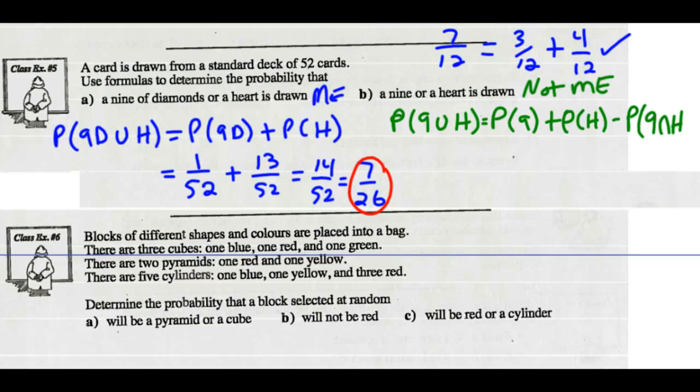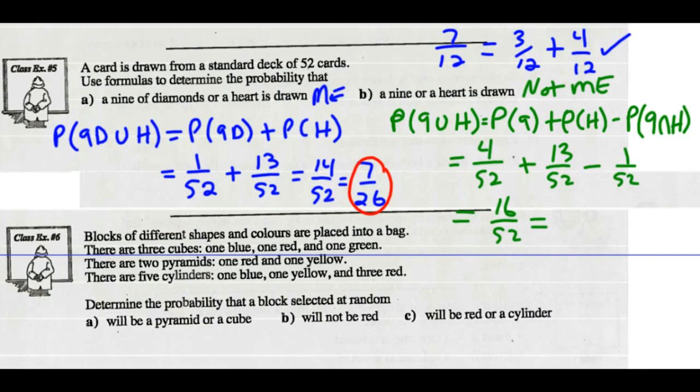All right, so the probability of a 9, well, there are 4 nines in the deck out of 52. The probability of a heart, there are 13 hearts in the deck out of 52. Minus the probability of a 9 and a heart, well, there's only one 9 of hearts. That's 1 out of 52. So that probability would be 17 minus 1, which is 16 out of 52. Or in lowest terms, 4/13.